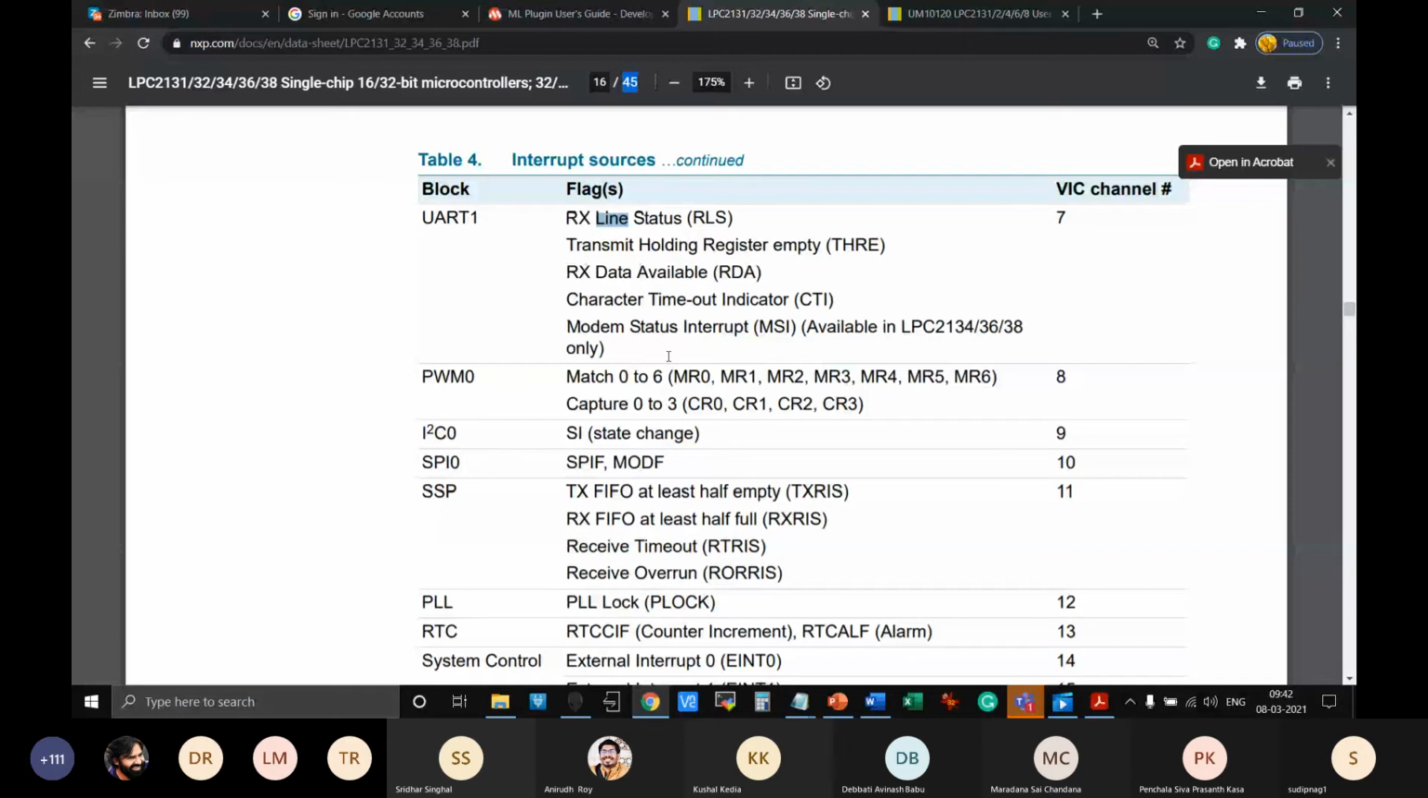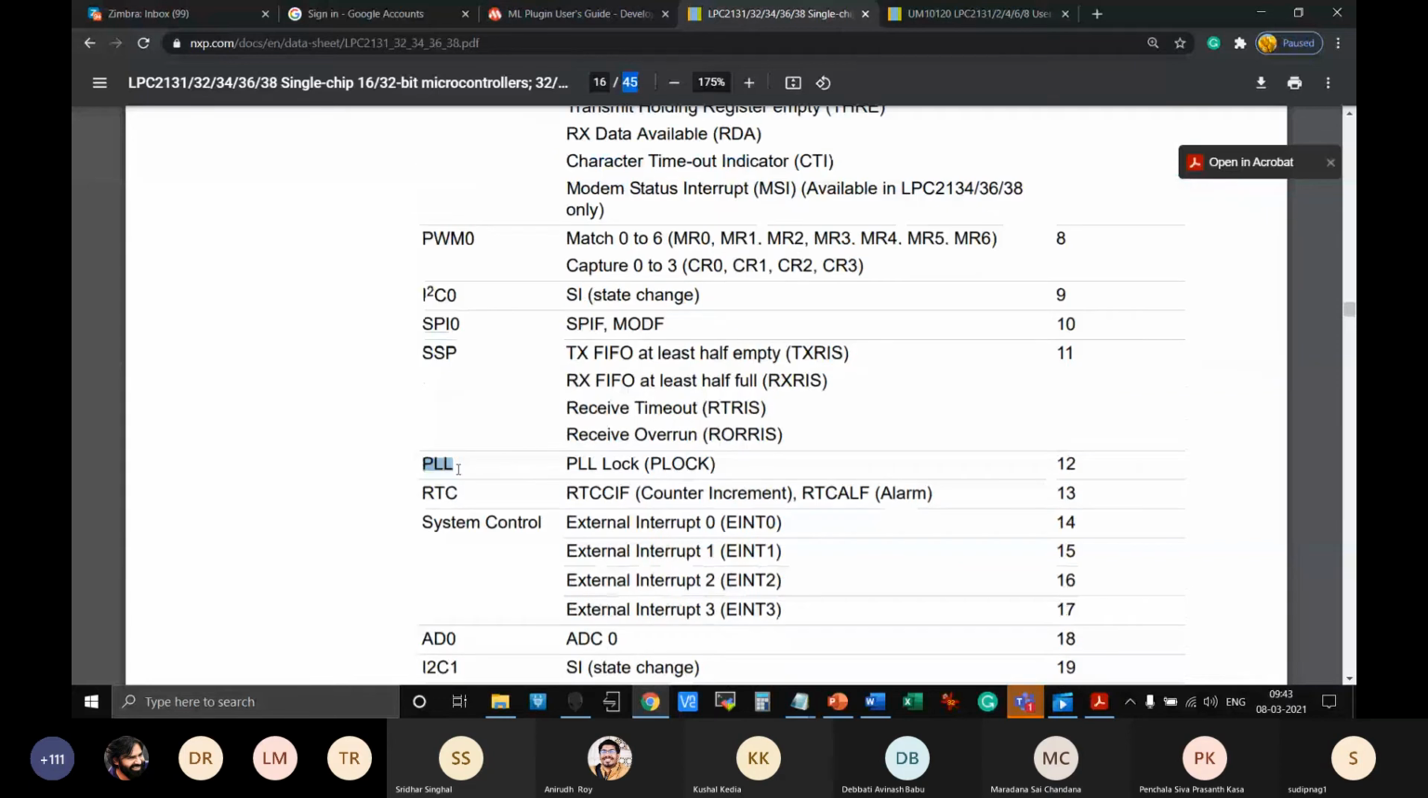Similarly, you can go over this list where PWM channels are there, I2C or inter-integrated circuit. I2C and SPI are serial communication. SSP is also a type of SPI that we discussed, but slightly different. One of the hardware pins is different: F-sync is there in SSP, which is not there in SPI. So all these communication protocols, timer, pulse width modulation, phase lock loop, even the PLL lock.